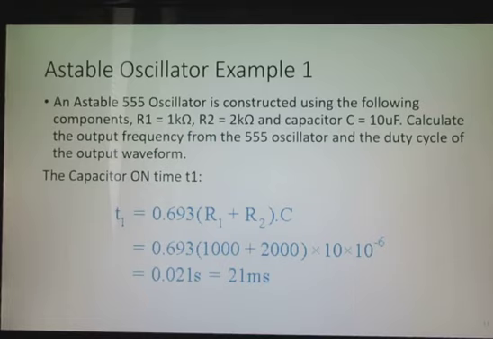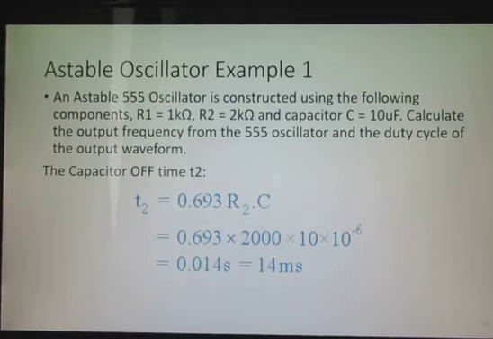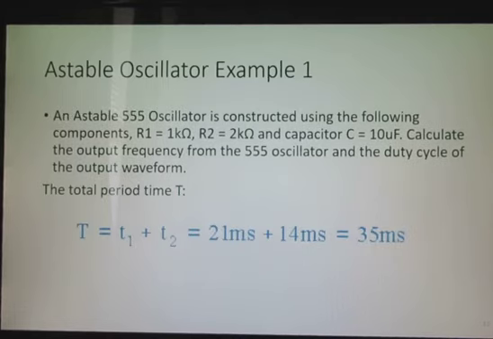So let's look at an example. The first design computation is for time high. So if we're given these components, R1 is 1K, R2 is 2K, C, or C1 in our schematic, is 10 microfarad. We'll determine first of all using this formula the time high. And we'll also determine time low. So if we add those two together, we get the period, 35 milliseconds.